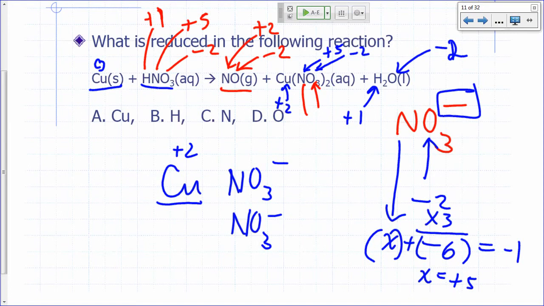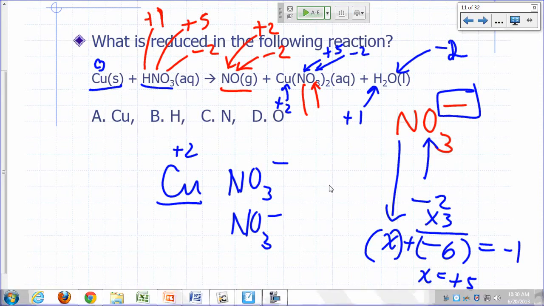Given these oxidation numbers, remember what did we say about oxidation and reduction? If the oxidation number increases, we say that element or that atom is oxidized. If the oxidation number goes down, we say it's reduced. So what is reduced in this reaction? Is it copper, hydrogen, nitrogen, or oxygen?